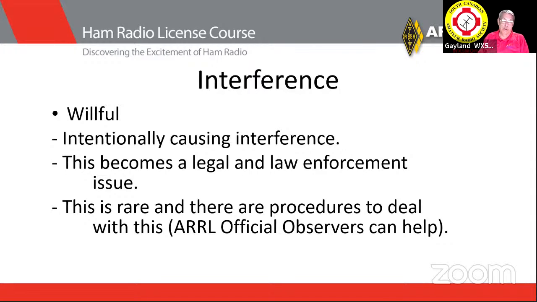Honestly, in the amateur radio world, unless it gets so severe that it causes multiple instances of multiple people unable to use a frequency, short of somebody knowing the person and talking to them in person, and trying to work through the issue there. The FCC may get involved, but that's very rare. There are also amateur radio operators who have been deemed official observers. Sometimes they can help with the issue. The part of this that you need to understand is, don't be one of those people.